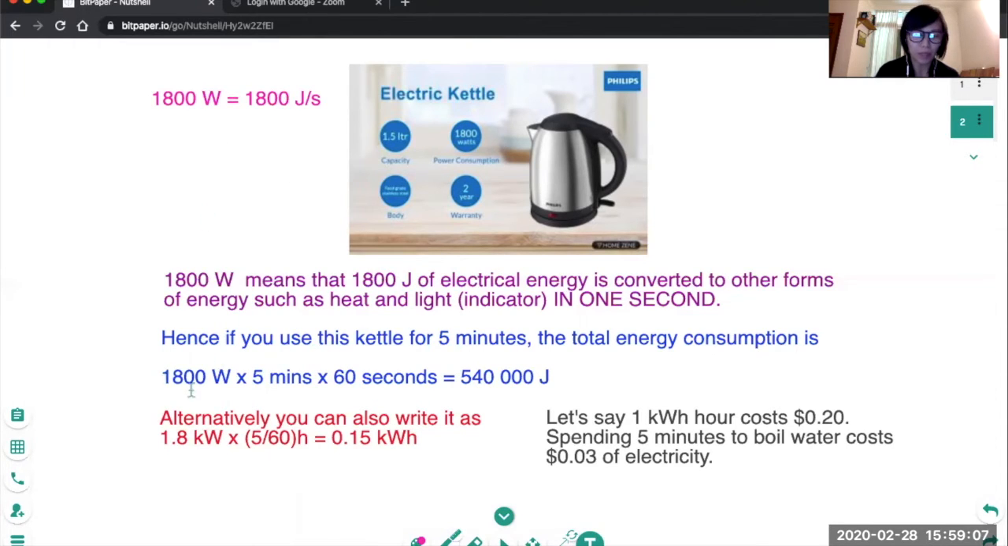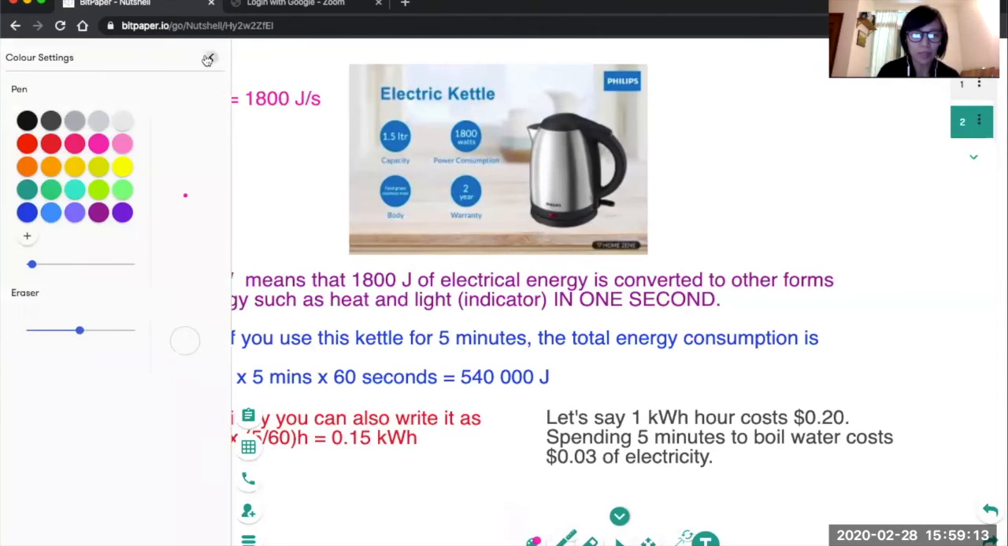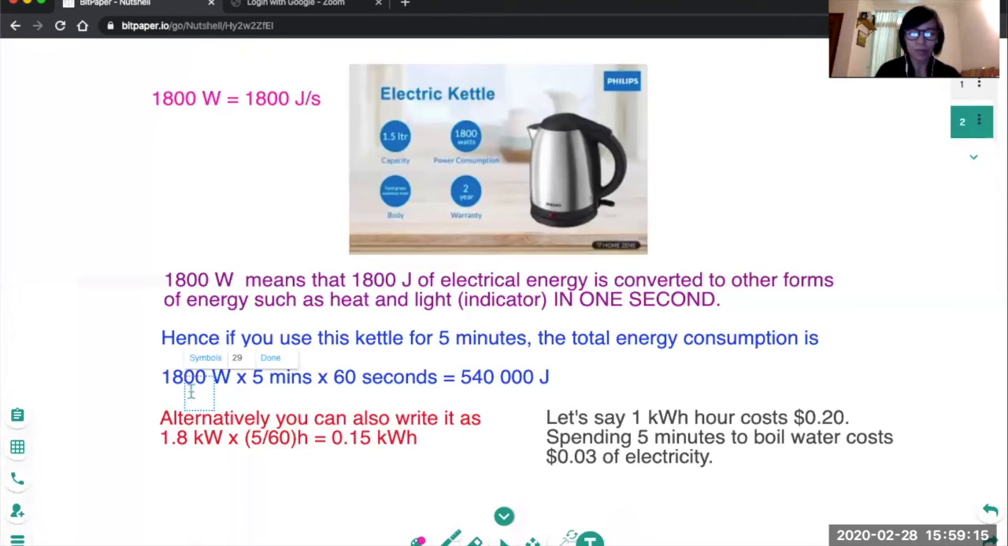Okay, just for 5 minutes, and hence the total energy consumed, you will be taking power, which is 1,800 watts, multiplied by the time taken. So I just want to remind you that power multiplied by the time would give you energy, right? Because watts is actually joules per second, we convert 5 minutes to 300 seconds, and the total energy consumption in joules would be 540,000 joules.